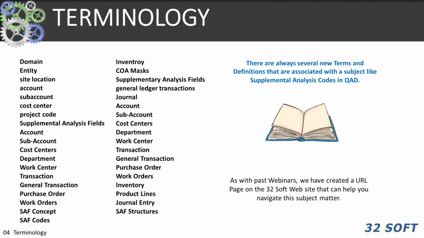As always, there are many terms and definitions that are associated with this subject, like schemas, analysis, logic, and SAF codes, that we should be familiar with. Remember, if you don't know the meaning of a term or phrase I use, please look it up on Google or ChatGPT, or go to the knowledge base on the QAD website, or send us an email at 32Soft. As with past webinars, we have created a URL page on the 32Soft website that can help you navigate this subject matter of data analysis.